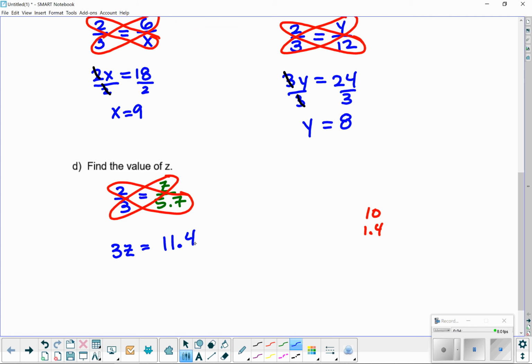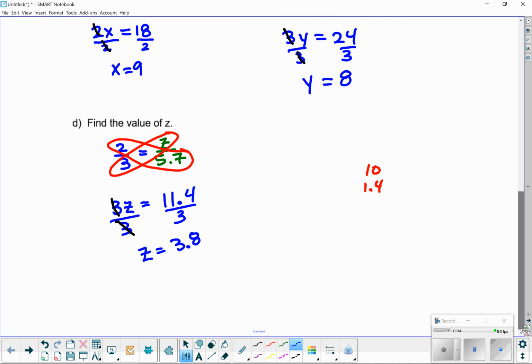Now you're going to do the same thing and divide by 3, cross out the 3, and 11.4 divided by 3 gives 3.8. You can use your calculator if you like. Go ahead and pause it and verify. Check it out. Don't believe me, you need to do it yourself.